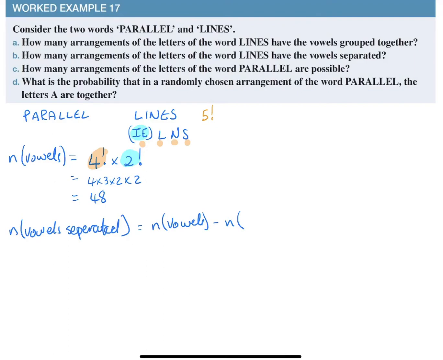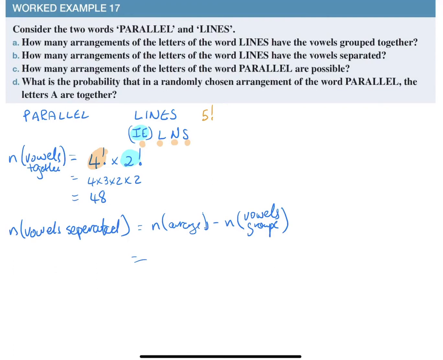I should have said at the top together or grouped. The number of vowels, take away the number of vowels grouped. That is where they will be apart. So it's not the total number of vowels, people, sorry about that. It's the total number of the sample space. The total number of arrangements, take away the vowels grouped.